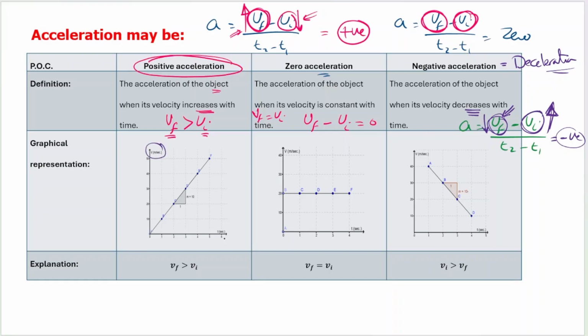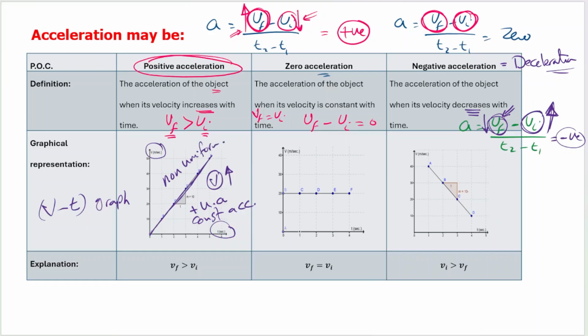This is called a velocity time graph. If we have a velocity time graph represented by a straight line which is going up, this means that the velocity of this object is increasing and this object is moving with positive uniform acceleration, constant acceleration. Pay attention. It's constant acceleration, not constant velocity, because this object is moving with non-uniform velocity.